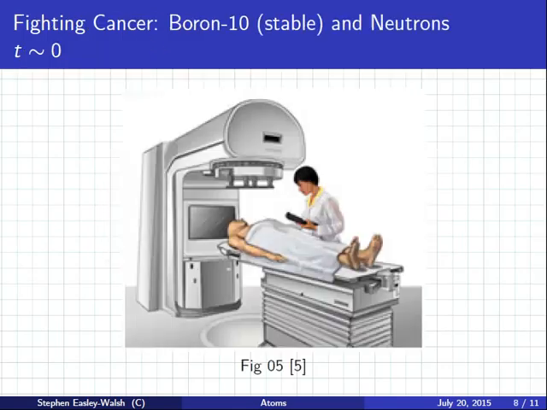Next. So this is boron 10, and it's stable, and neutrons, fighting cancer. Now I'll explain how this one works. Well, it's stable. It's not radioactive. I'll explain what happens now.